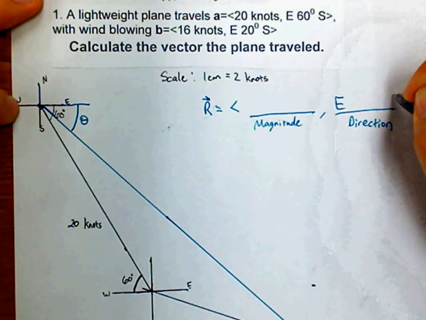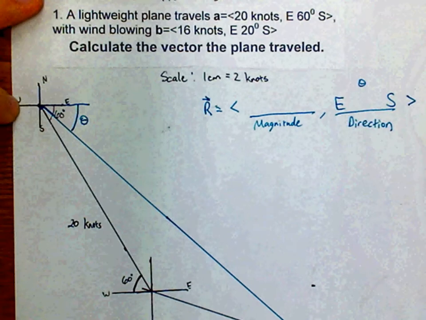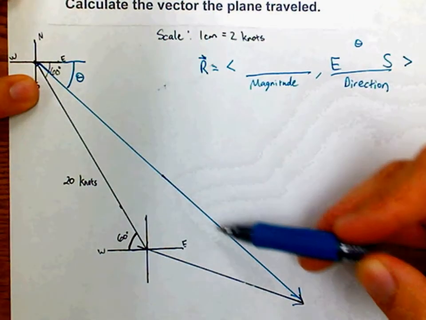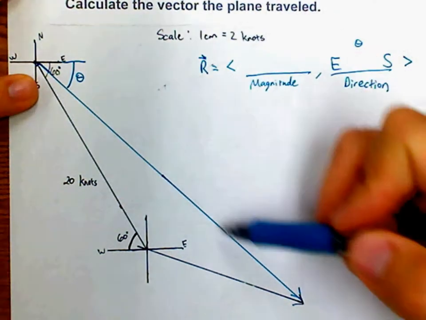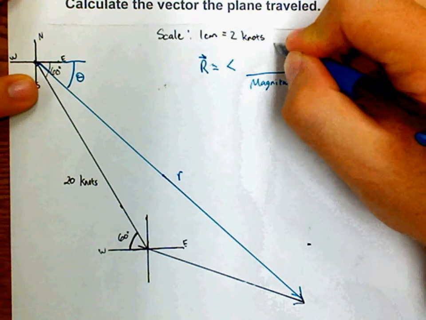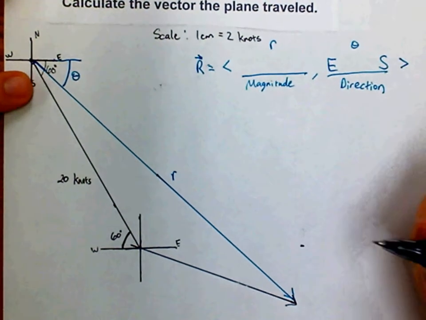Now, I don't know what theta is going to be yet, but that's what I'm looking for. And then the magnitude is going to be the length of this vector. I'm trying to give somebody else instructions so they could draw this themselves. This is kind of the way you want to think about it. I'm going to call this R. R for result.